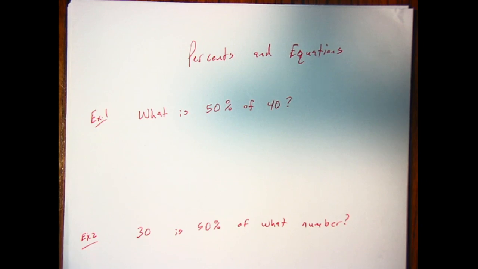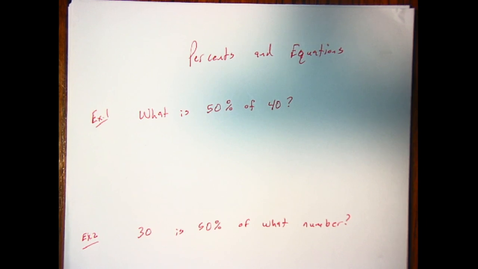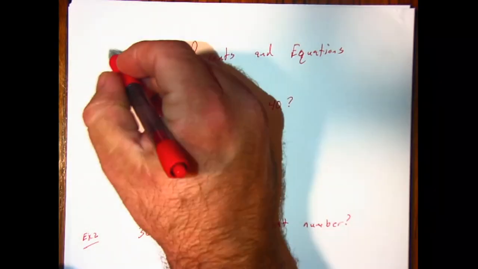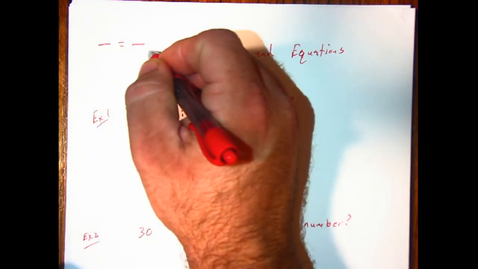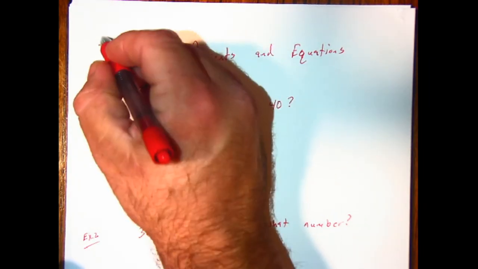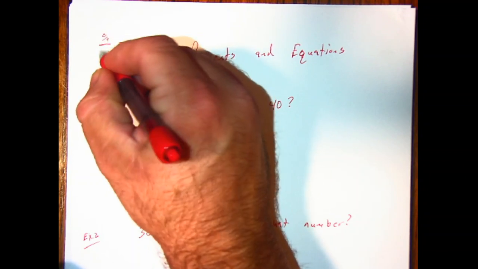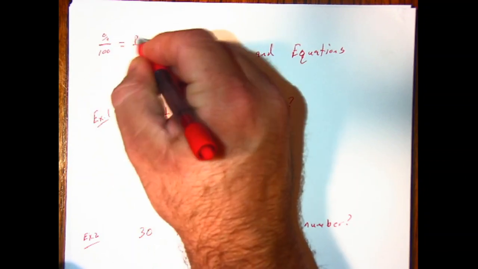So, anyways, percents and equations. Now, what we're going to do is a little bit different than what we did with percents and the proportions. When it was percents and proportions, we had two ratios set equal to each other as a proportion, and we did percent over 100 was equal to part over a whole.